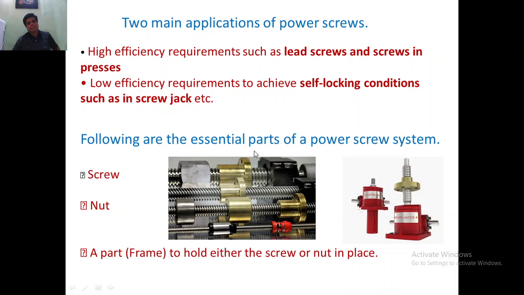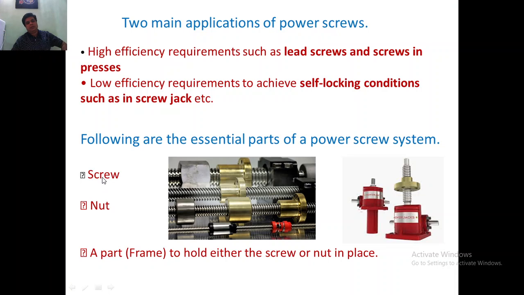Coming to the components or parts of a power screw system: a power screw is not simply a threaded element. It has three important parts. One is the screw rod, or simply the screw, which has threads, and connecting to that there should be a nut. Only a screw will not serve the purpose of transmitting the power, or holding the load, or applying the load.